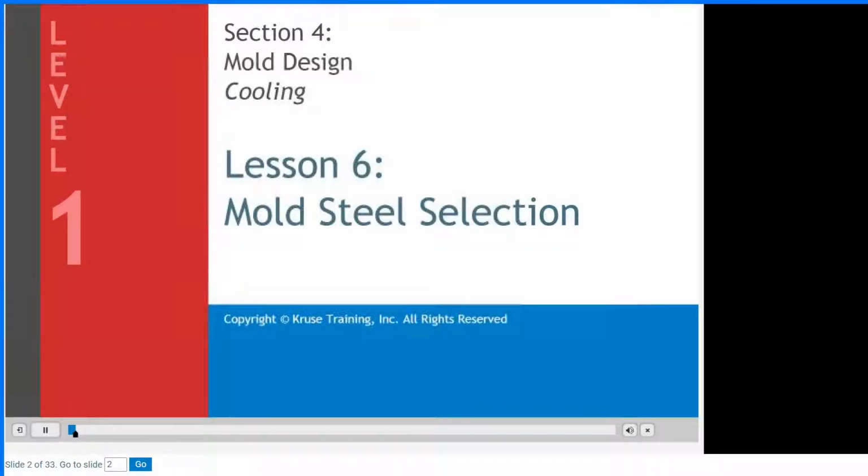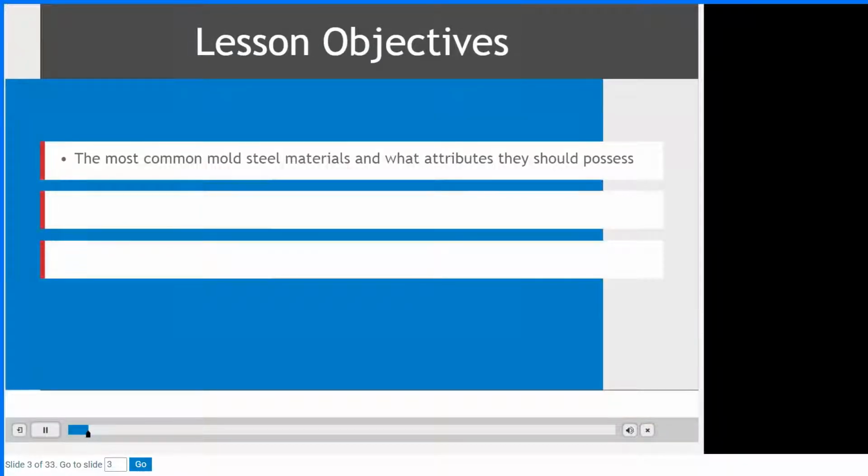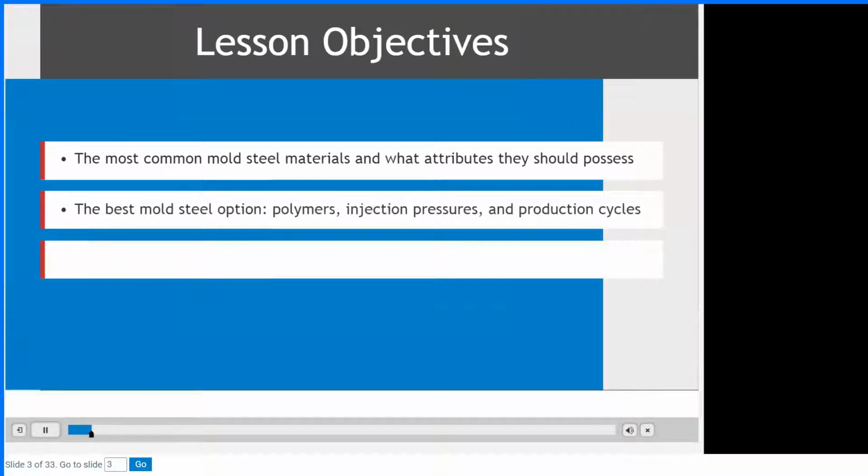Injection molds are designed and built to allow parts to be produced from various polymers and to be utilized for a variety of applications. A mold design team must possess the ability to evaluate and determine the optimal mold steel for each mold component to effectively produce high-quality plastic parts. In this lesson, you will learn the most common mold steel materials and what attributes they should possess, the best mold steel options for different polymer materials, injection pressures, and production cycles, temperature distribution behavior for molds with different mold steels and mold components.